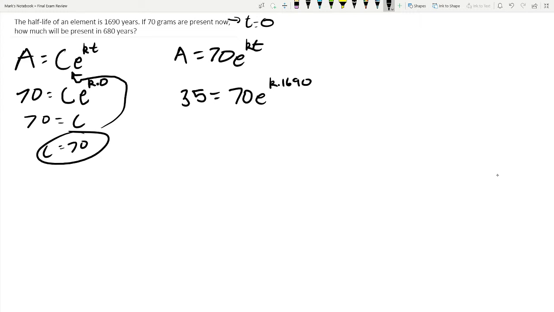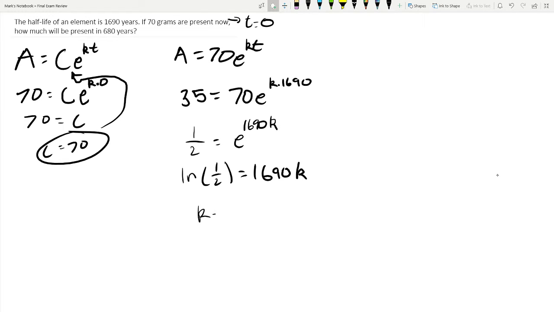From here, it's just a matter of solving for k using some logarithms, but first we'll divide by 70 on both sides. So 35 divided by 70 is 1/2 is equal to e to the 1690k. If we take the natural log of both sides, we'll cancel out that e. So natural log of 1/2 is equal to 1690k. And if we divide both sides by 1690, we'll get k equals natural log of 1/2 over 1690.